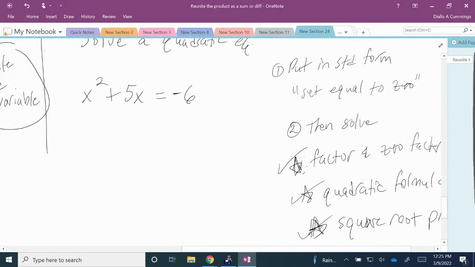First thing we have to notice is that it's quadratic because we have a power of 2. The largest degree, or the largest power, is 2. So we're going to put it in standard form, which means we're going to set it equal to 0. So I'm going to add 6 to both sides.